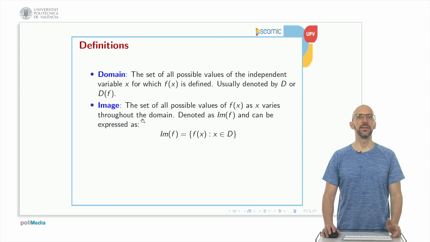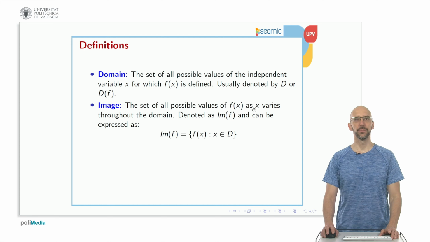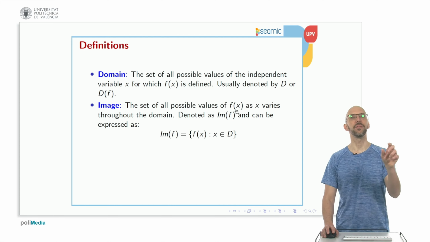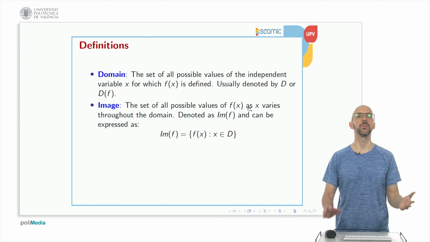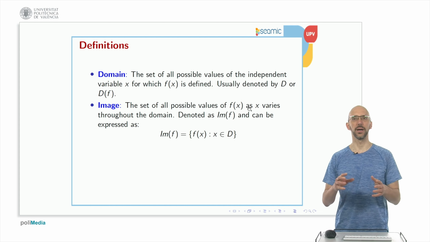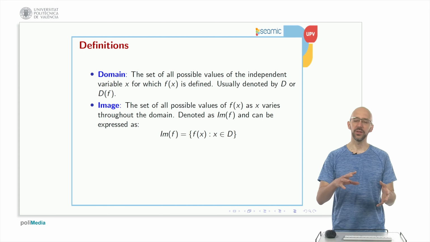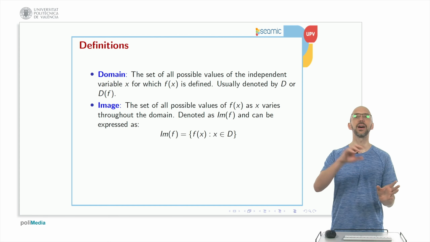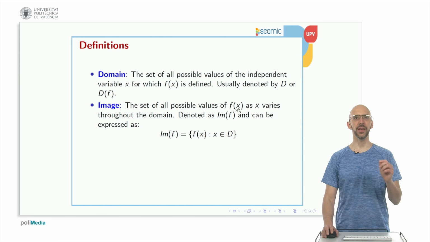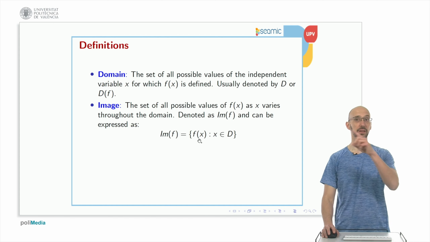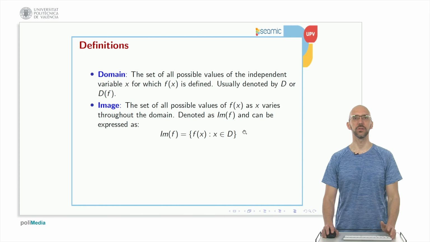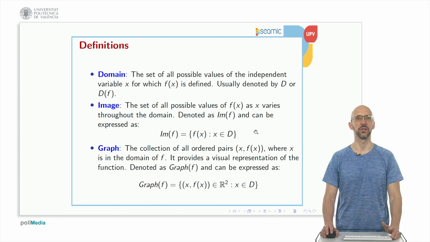Okay. Second, the image or the range of the values is all possible values of the type f at x when x moves in the domain. So the idea is all the points that are assigned a value from the domain. Normally it is denoted like this. It's just all the values in the real space at the end, of the form f(x), where x belongs to the domain. This is the normal notation of the image or range of the function.